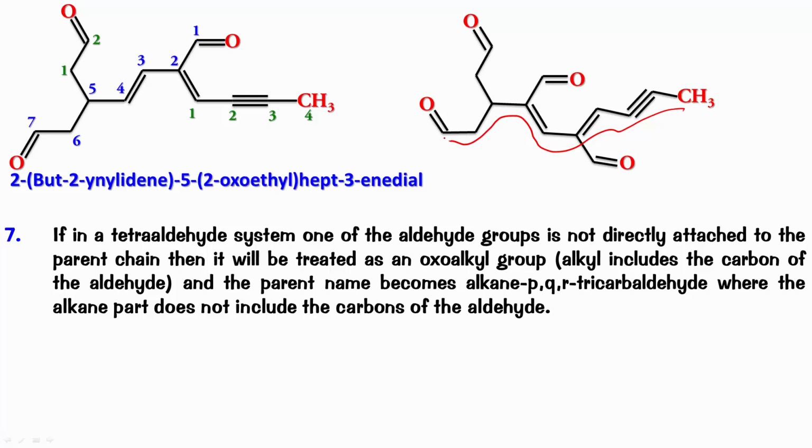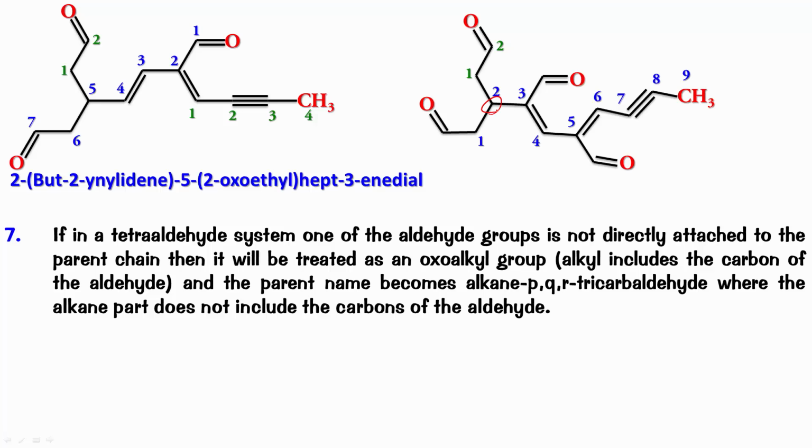Number it such that the CHO carbon gets the lowest value. So we have to number it from the left side. And we are not going to number the carbon of the aldehyde, remember? It's a tricarbaldehyde system, so only the carbon attached to the CHO. Now what do we do? Well, we have one prefix. There will be only one prefix. There is only one substituent here. That is 2-oxoethyl, 1, 2. So let's number that also. It's 2-oxoethyl, and it is attached to the second carbon of the parent.